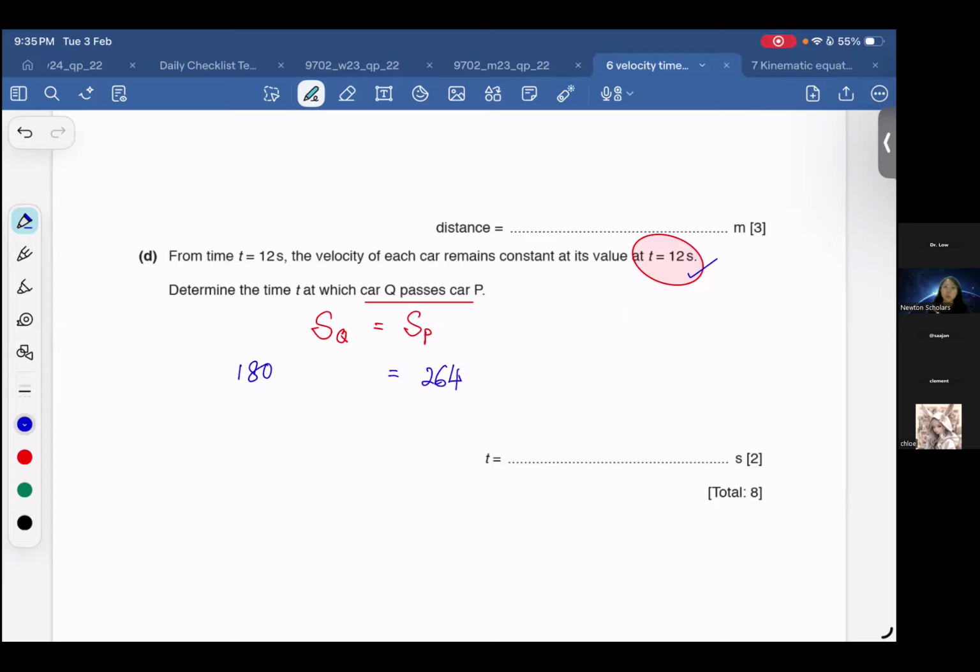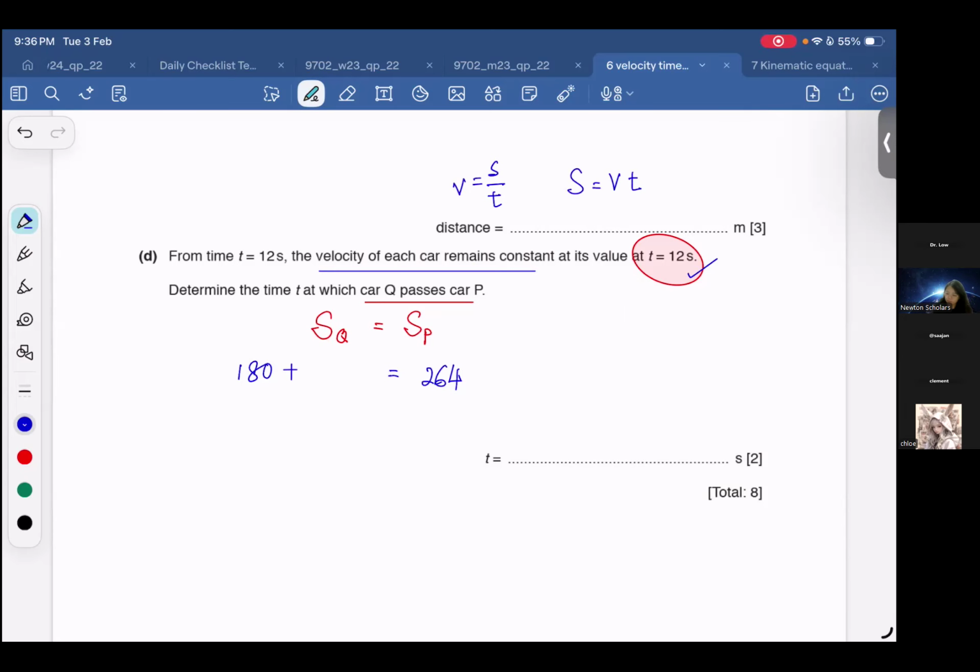So we want to know when car Q passes car P. When it passes, its distance must be the same. Then at the next moment, it will have passed, okay? Here they say that velocity remains constant. Velocity is the distance divided by time, am I right? So the distance will be the speed times time.